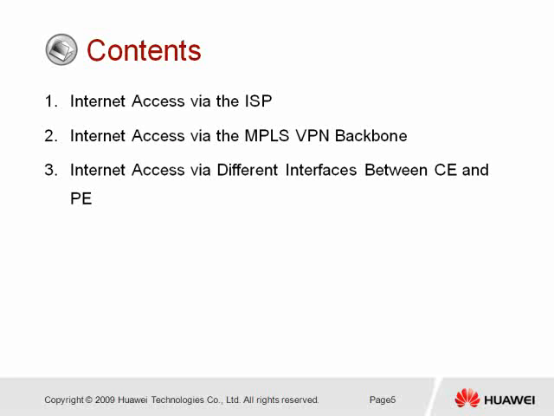Firstly, let's see the contents of this course. There are 3 parts. The first part is Internet access via the ISP. The second part is Internet access via the MPLS VPN backbone. The third part is Internet access via different interfaces between CE and PE.